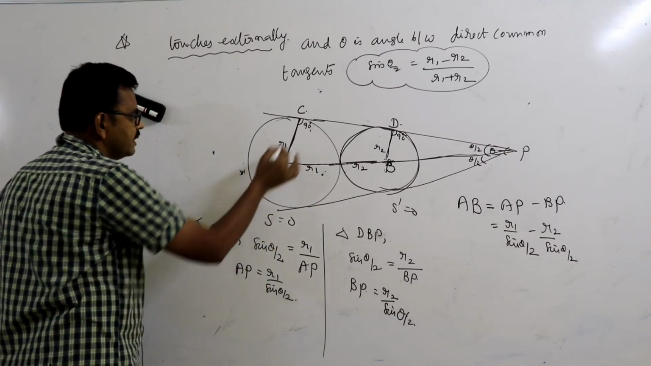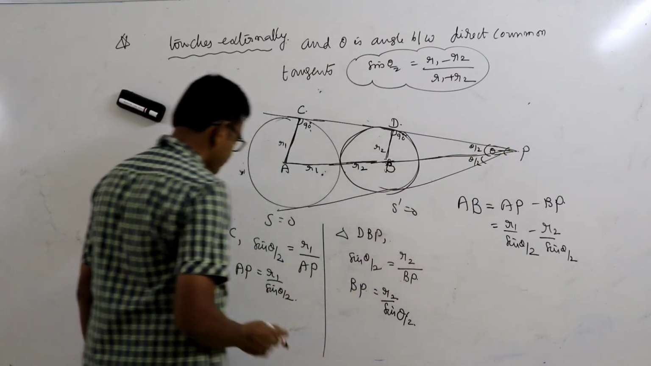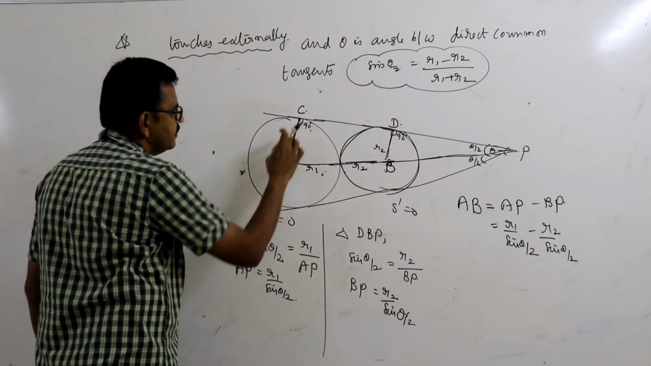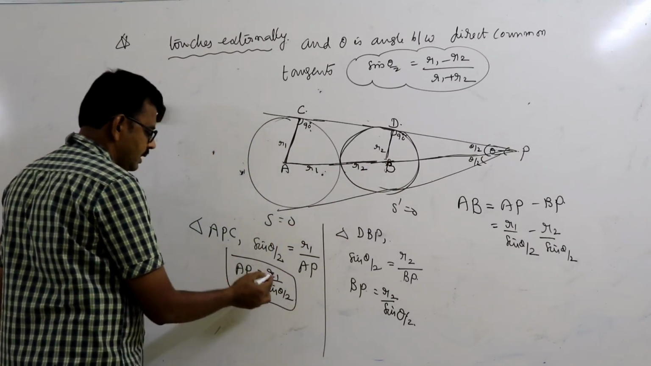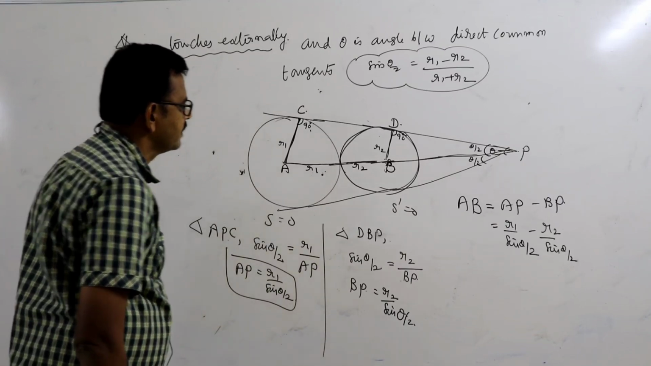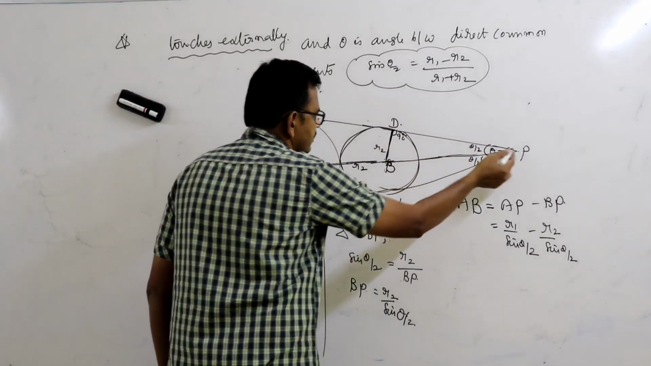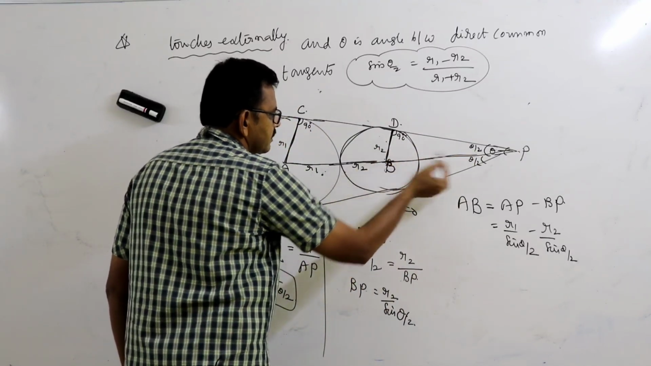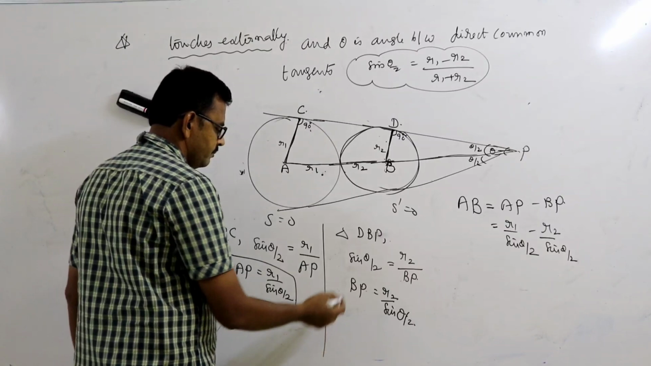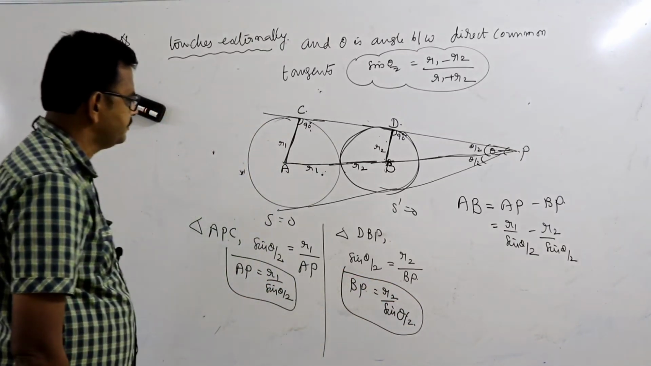From the first triangle, so this is the triangle ACP, sin theta by 2 is equal to R1 by AP. From this AP is equal to R1 by sin theta by 2. From the second triangle, this is the triangle DBP, again sin theta by 2 equal to R2 by BP. From this BP is equal to R2 by sin theta by 2.